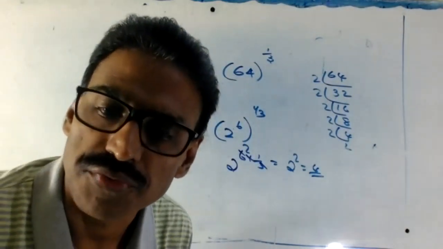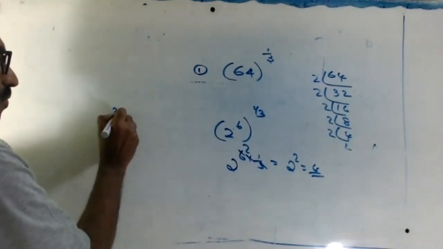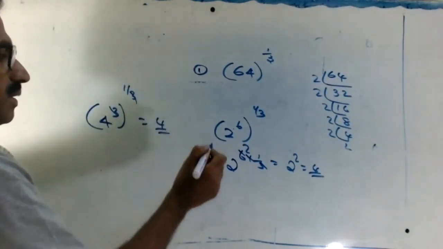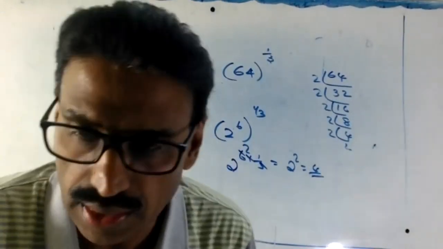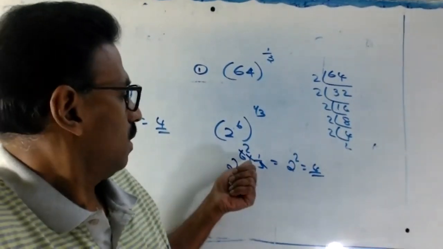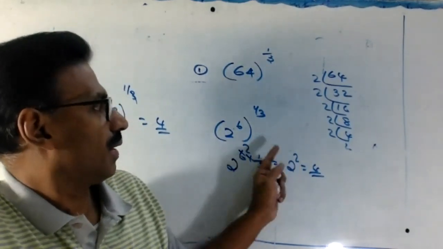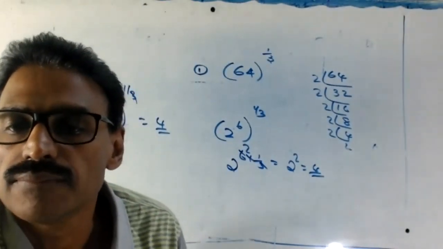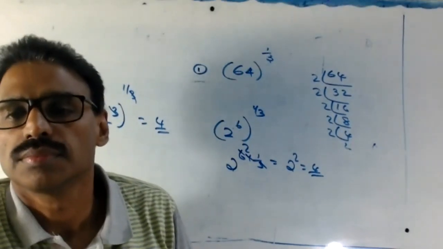If you are smart, 64 we can write directly as (4 cube) whole raised to 1 by 3. 3 cancel. Answer is 4. Finish. If you're not smart, you can use this method. Are you okay? Clear or not? Okay, then write in your book.